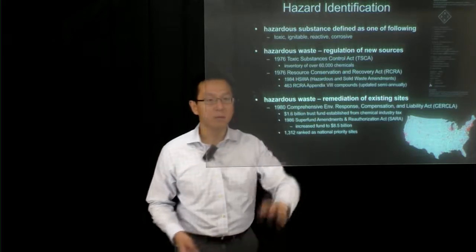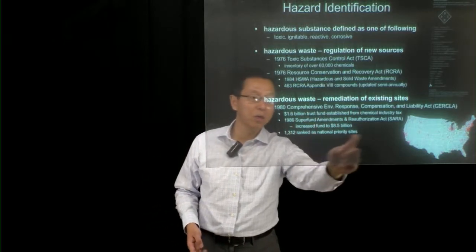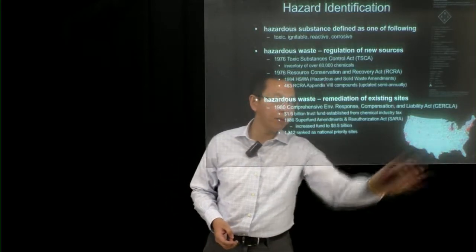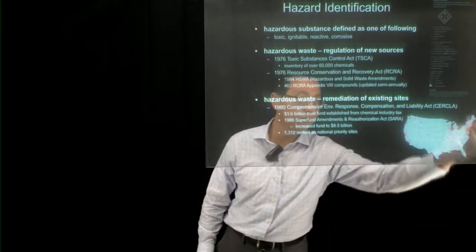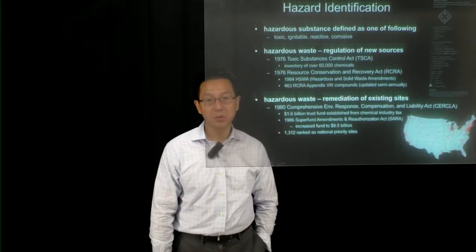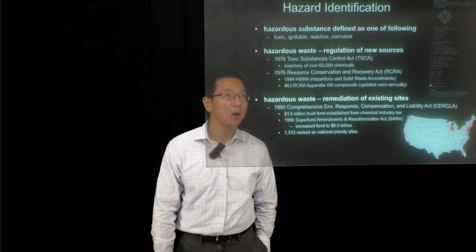In the whole United States, there are 1,000 sites on the National Priority List, and this is just a quick map. A lot of them are, of course, clustered in the northeastern United States. Many of them are still under remediation. It takes a long time to do that.